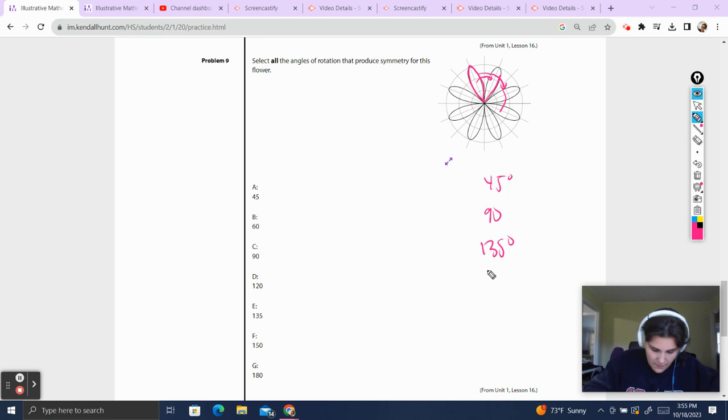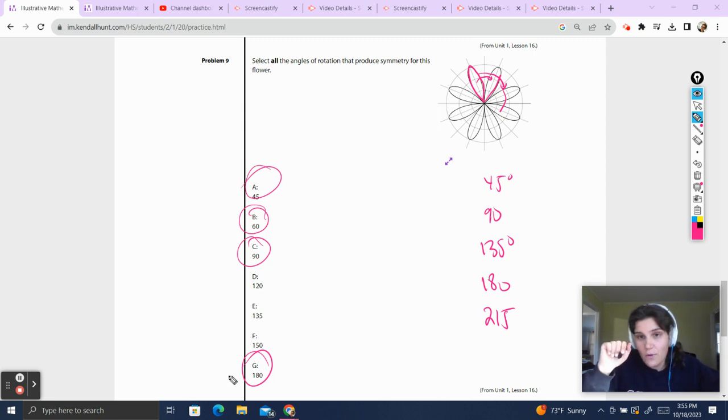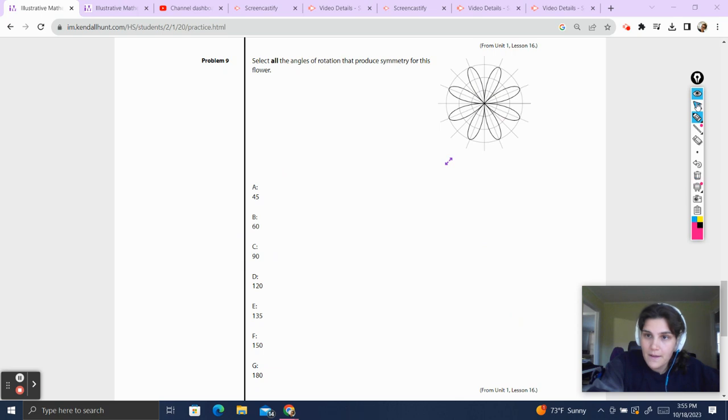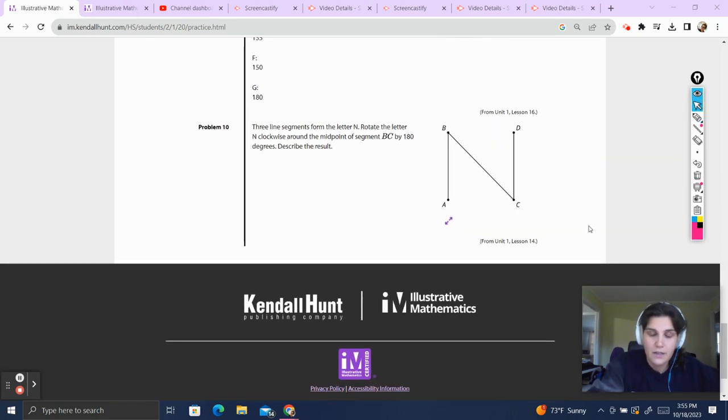135 plus 45 means 180 degrees will work. 180 plus 45 means 225 degrees will work. And we notice we've exhausted all of the answers. And so we're done. But you just keep adding 45 and you'll get every degree of rotational symmetry for this question. All right, let's go on to the next one.